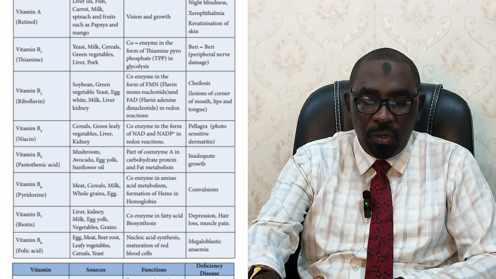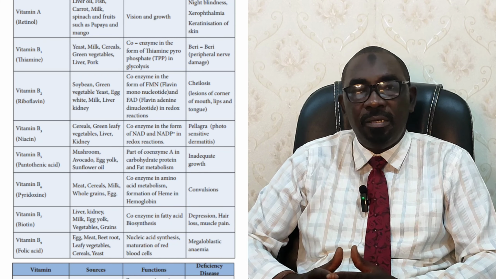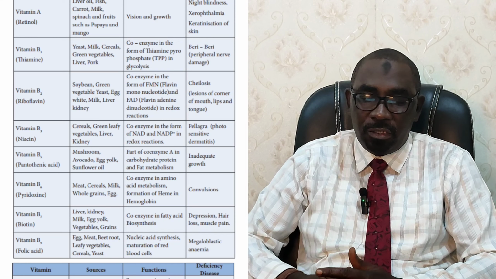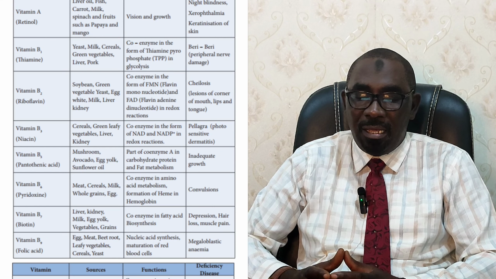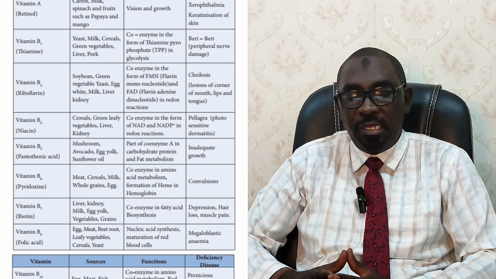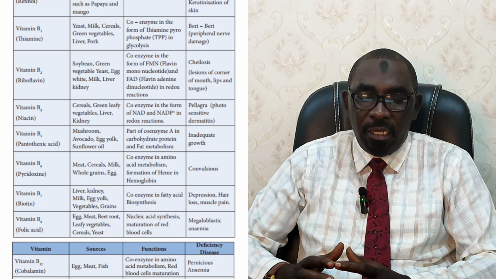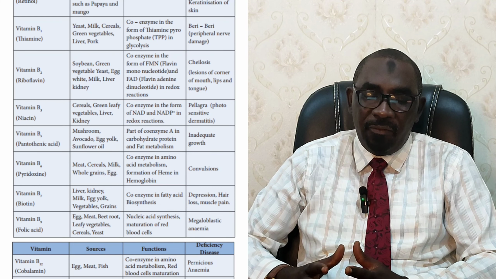So the next one is vitamin C or ascorbic acid. Vitamin C deficiency brings about scurvy, that's bleeding of the gums in the mouth. So it's also a coenzyme in antioxidant activity and also in the building of collagen. So where do we get vitamin C from? In fruits, in oranges, in lemon, in tomatoes, and also in leafy vegetables.